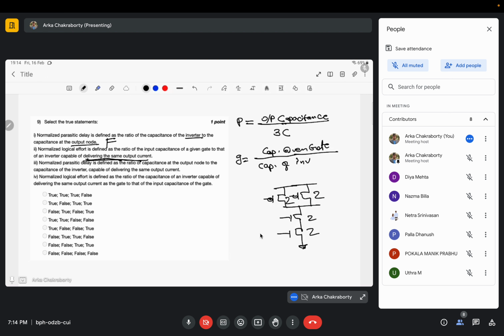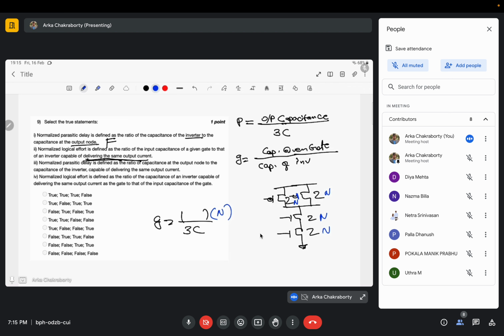Two input NAND gate. Now to find the logical effort, I'll be taking the capacitance of this one and dividing it by the capacitance of a unit inverter. Okay, but now what if I scale this one to a value of 2n? I want the delay to be much less, so I want a larger amount of current, so I have scaled it to a value of 2n instead of n. So in the upper, an extra n term will be added.